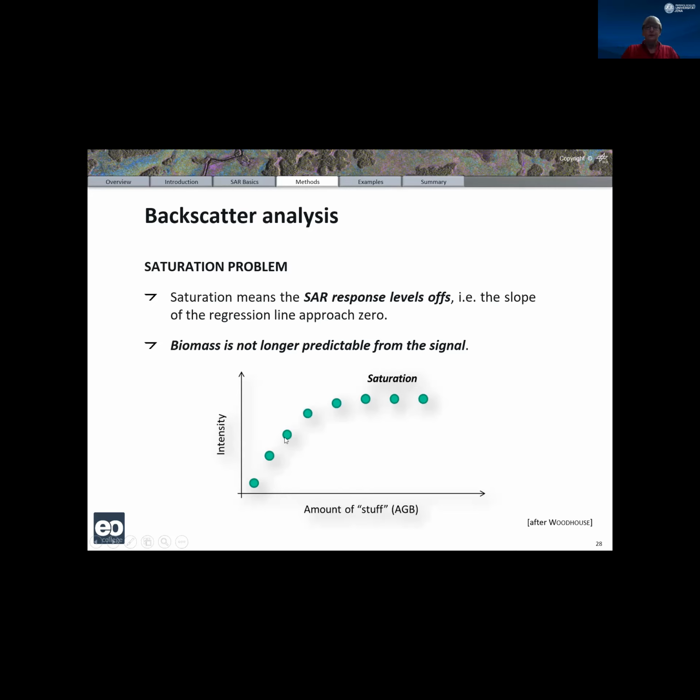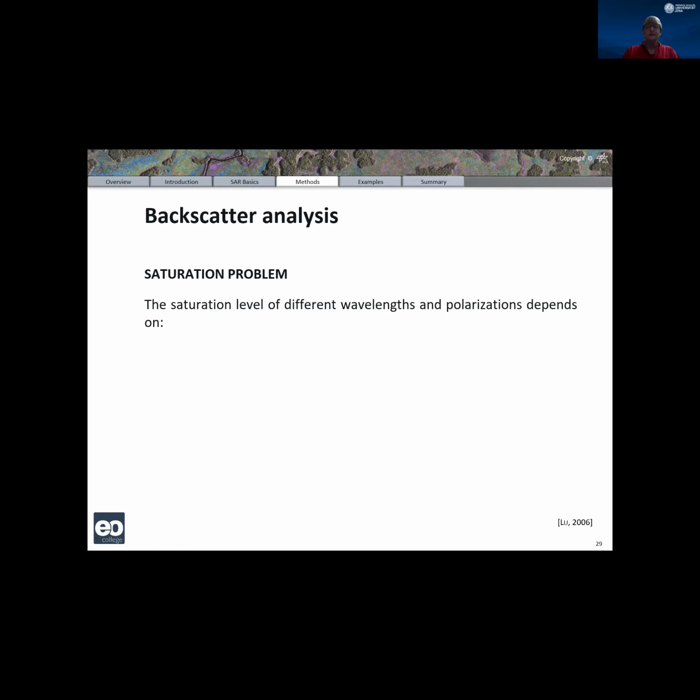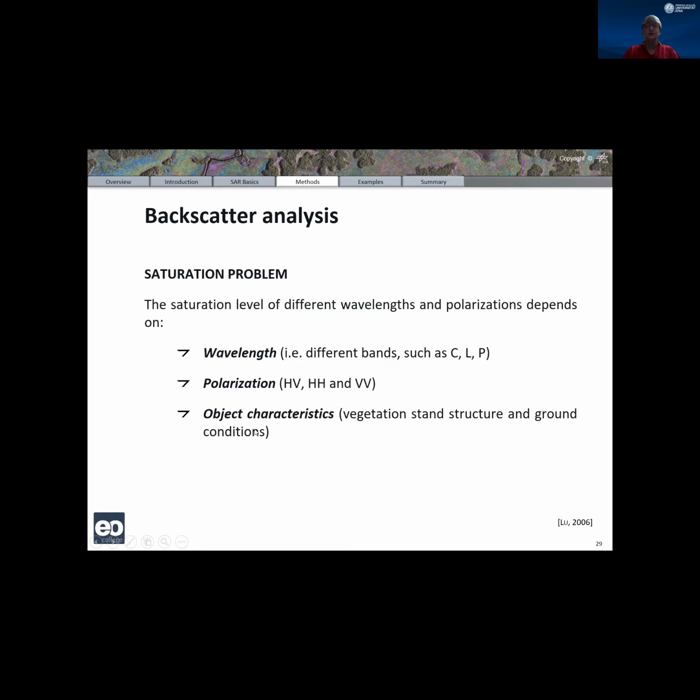Okay, so we talked about this intensity. So I rush a bit, but you have the slides, so you can look this up. It's a lot of repetition. The saturation level depends on the wavelength, it depends on the polarization, and of course on the object characteristics and the ground conditions.